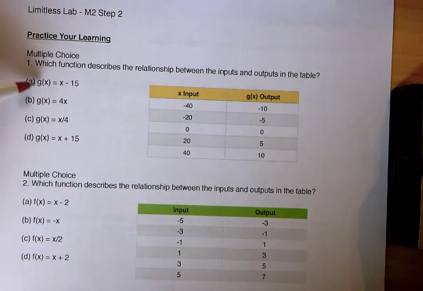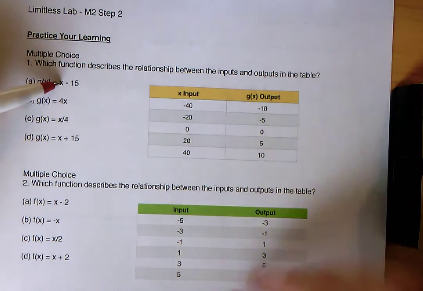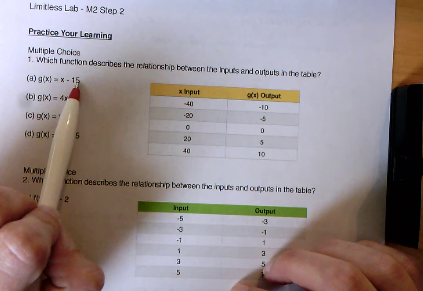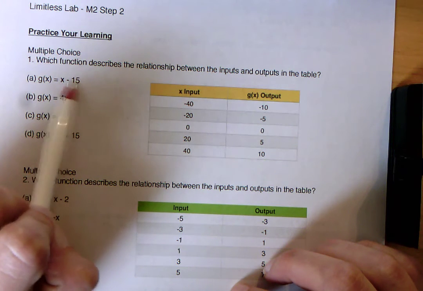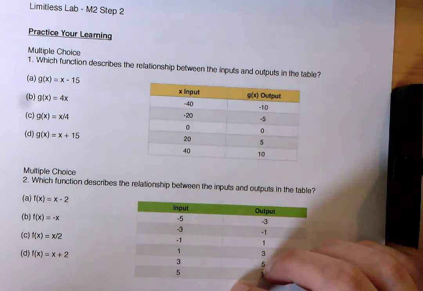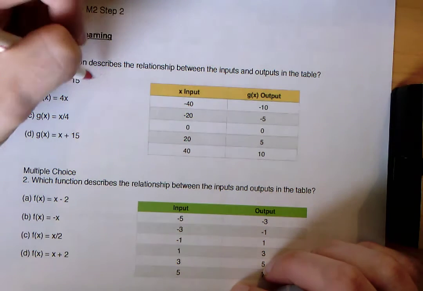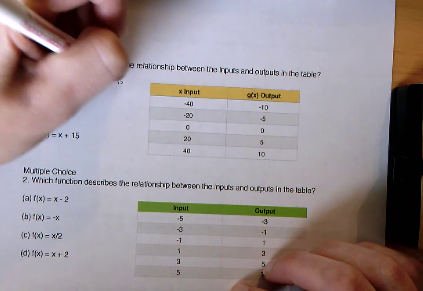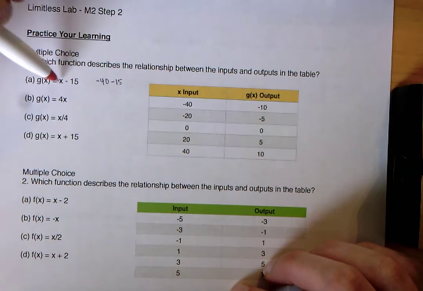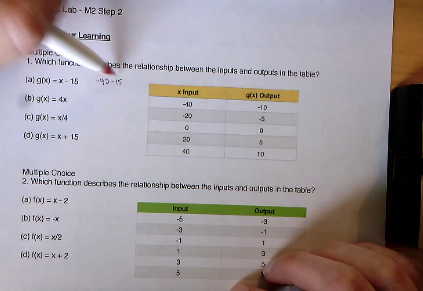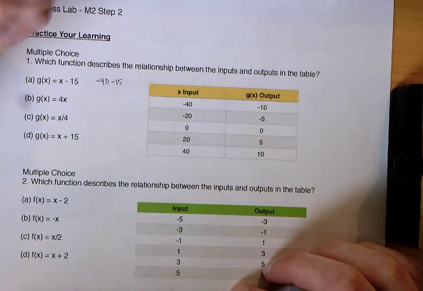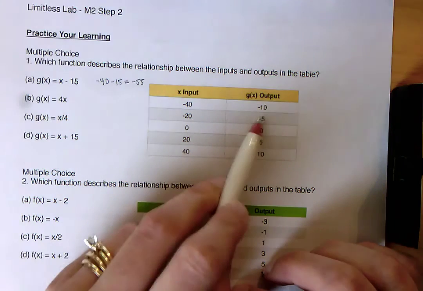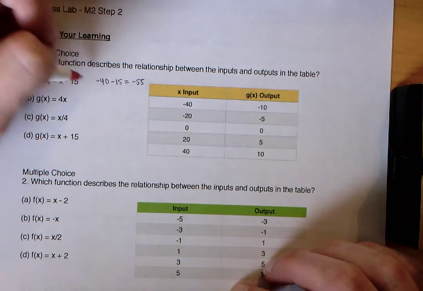Okay, so if you look at, let's say, the first one, choice A, if I plug in negative 40, will I get negative 10? So I can do that. Again, starting here, negative 40, and then minus 15. So if I plugged in the input into there, negative 40 minus 15, am I going to get negative 10? Well, no, I'm actually going to get negative 55, and that is definitely not negative 10. So this one then is out.